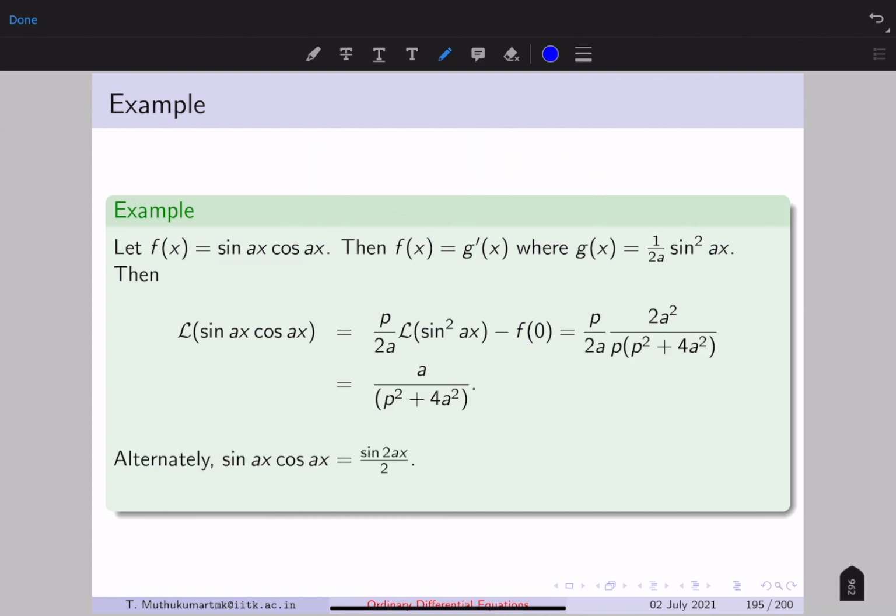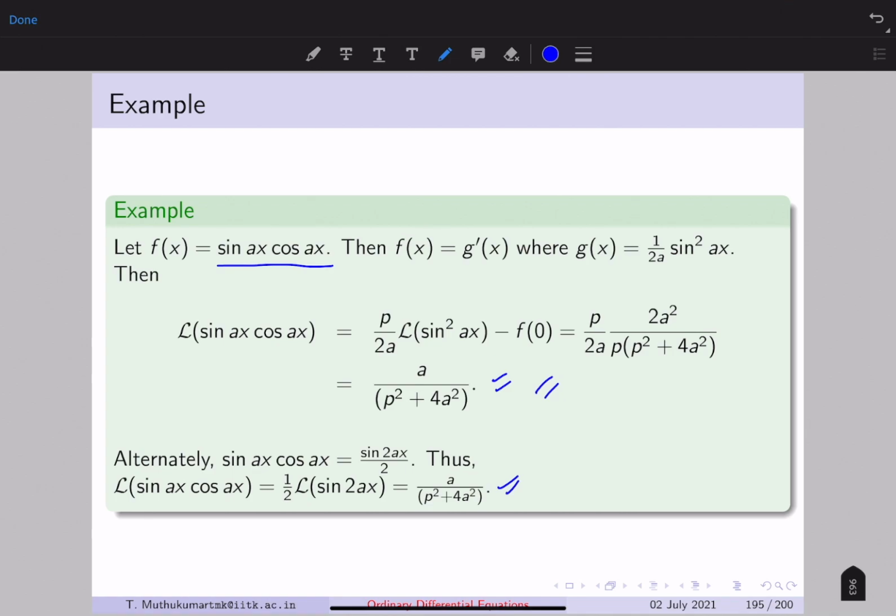There is also another simpler way of doing this just by linearity. This sine ax cos ax can also be written as sine 2ax over 2. Now you just use the linearity, so the Laplace transform of what you have here is the Laplace transform of what you have here, which by linearity is this, so you get the same answer. So this is an alternate method; you could actually compute the Laplace transform of this just by linearity as well. This is just to show you the application. Okay, so all these are possible ways.